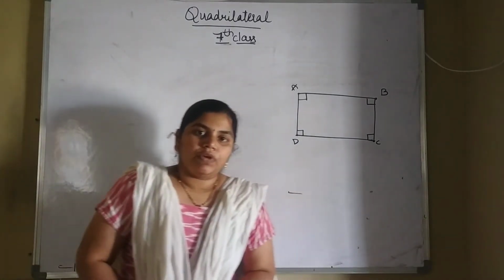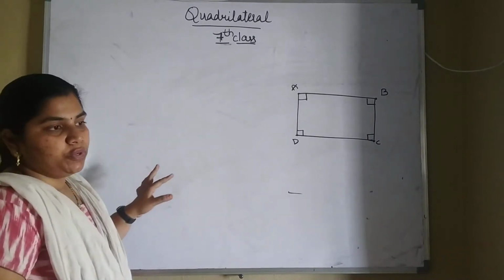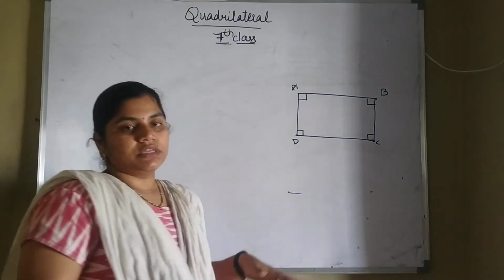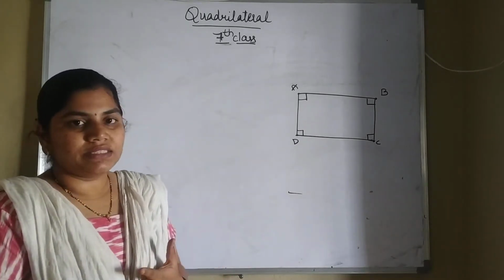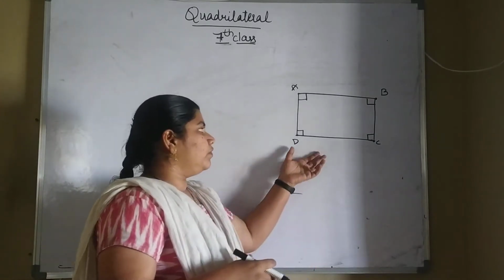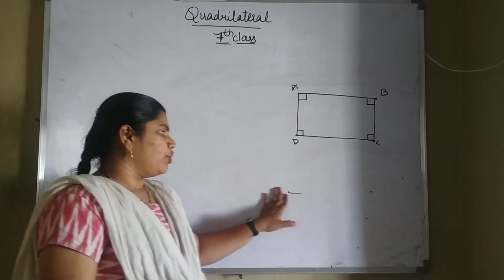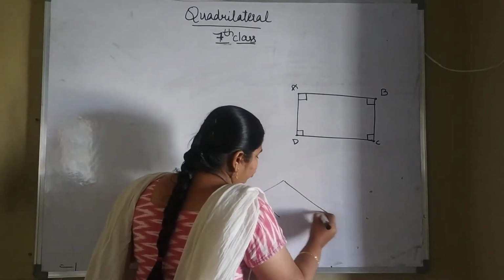So good morning everyone. Today we are going to learn about the topic quadrilaterals. So what do you mean by quadrilateral? A quadrilateral is a closed figure having four line segments. With the help of four line segments, if it is forming a closed figure, that figure we will call a quadrilateral. Not only this rectangle, it can be in any shape, but it should be a closed figure.